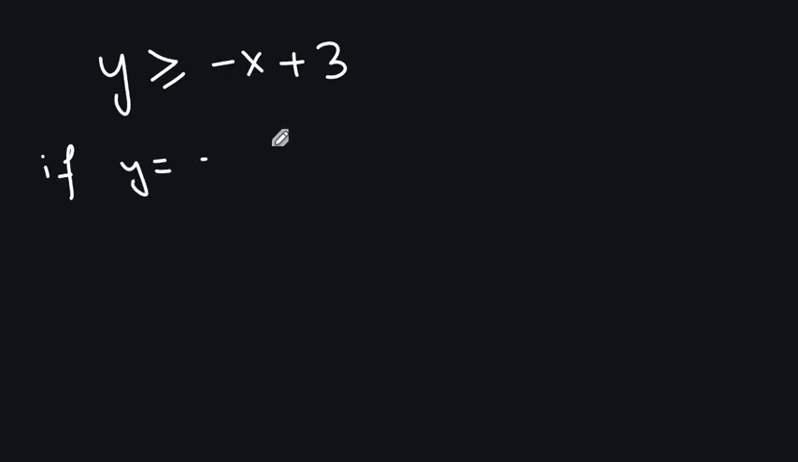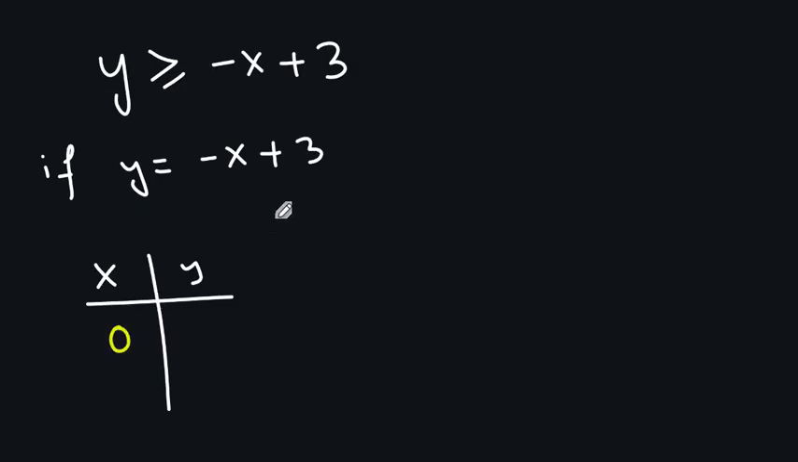Let's say I have an inequality y greater or equal negative x plus 3. So first step, if y equals negative x plus 3, I will get the xy table. I will assign some random values to x. I usually start with 0. If x is 0, y equals negative 0 plus 3, so y equals 3. When x is 0, y equals 3.